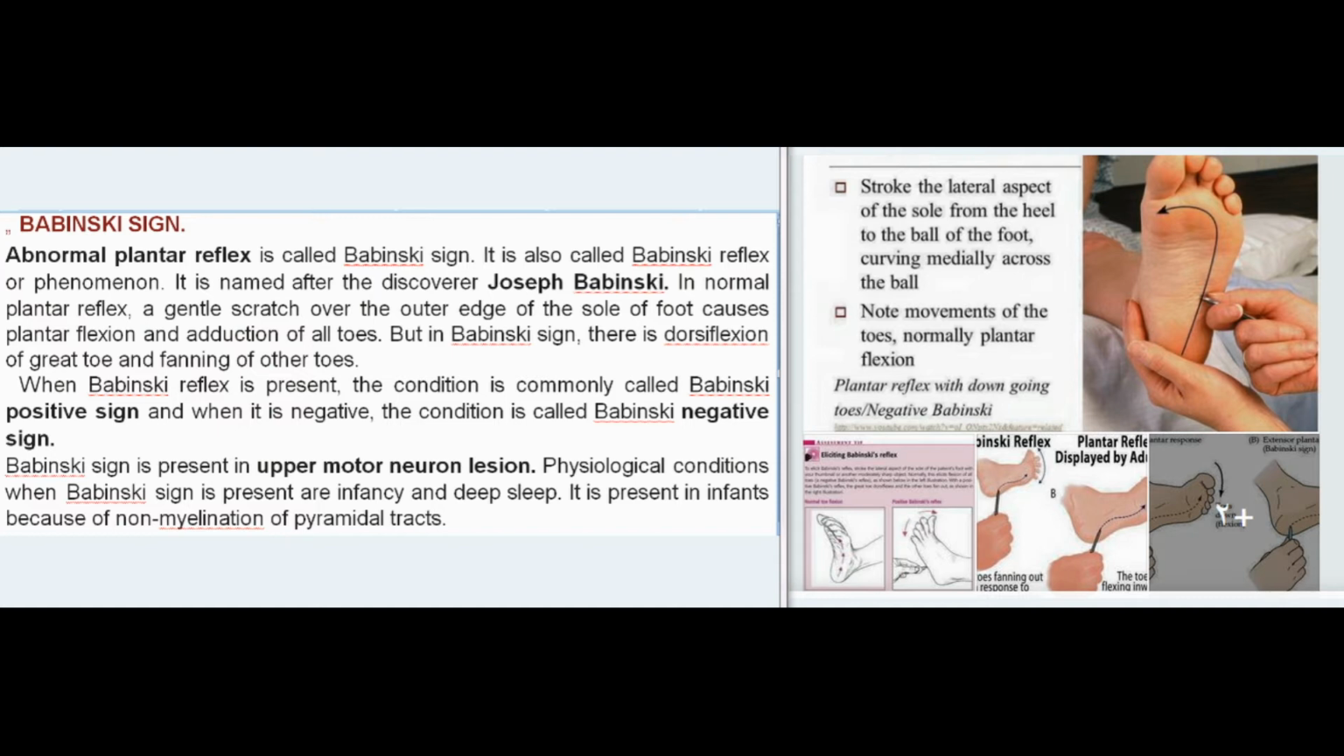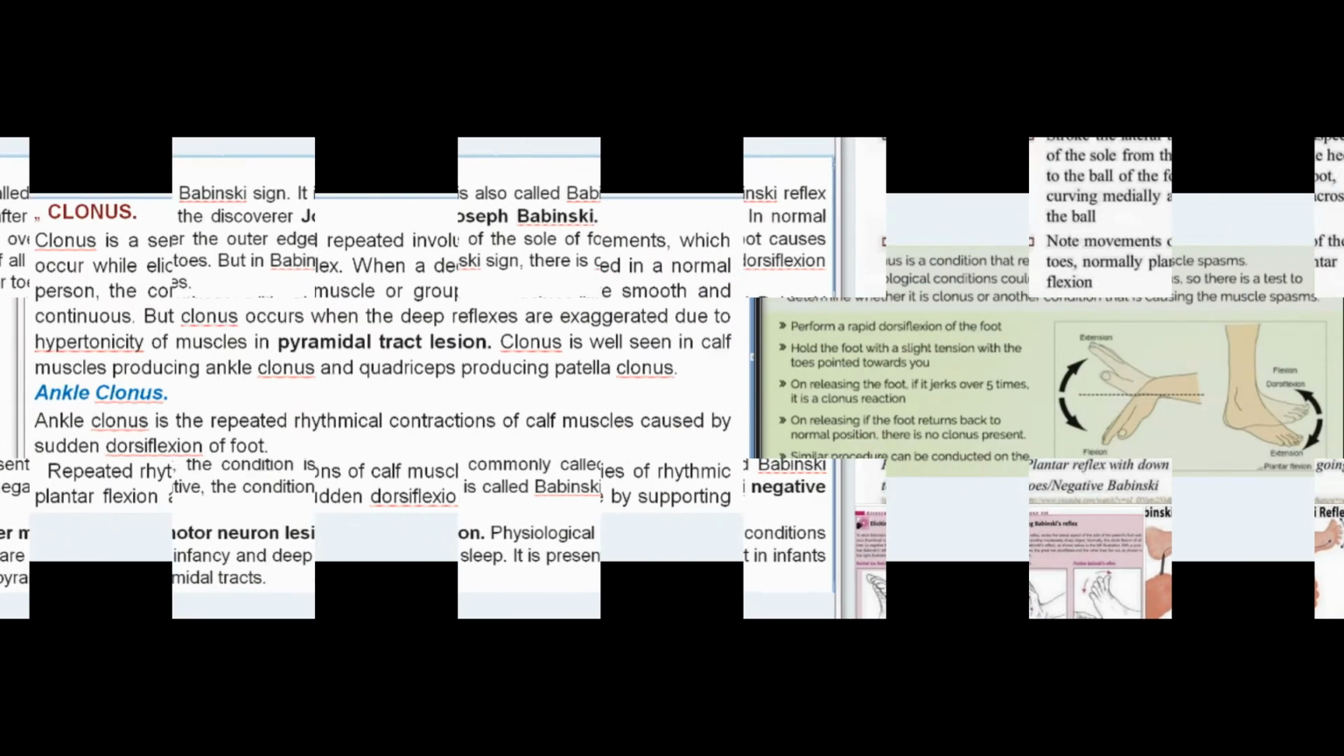In normal plantar reflex, a gentle scratch over the outer edge of the sole of foot causes plantar flexion and adduction of all toes. But in Babinski sign, there is dorsiflexion of great toe and fanning of other toes. When Babinski reflex is present, the condition is commonly called Babinski positive sign, and when it is negative, the condition is called Babinski negative sign. Babinski sign is present in upper motor neuron lesion. Physiological conditions when Babinski sign is present are infancy and deep sleep. It is present in infants because of non-myelination of pyramidal tracts.